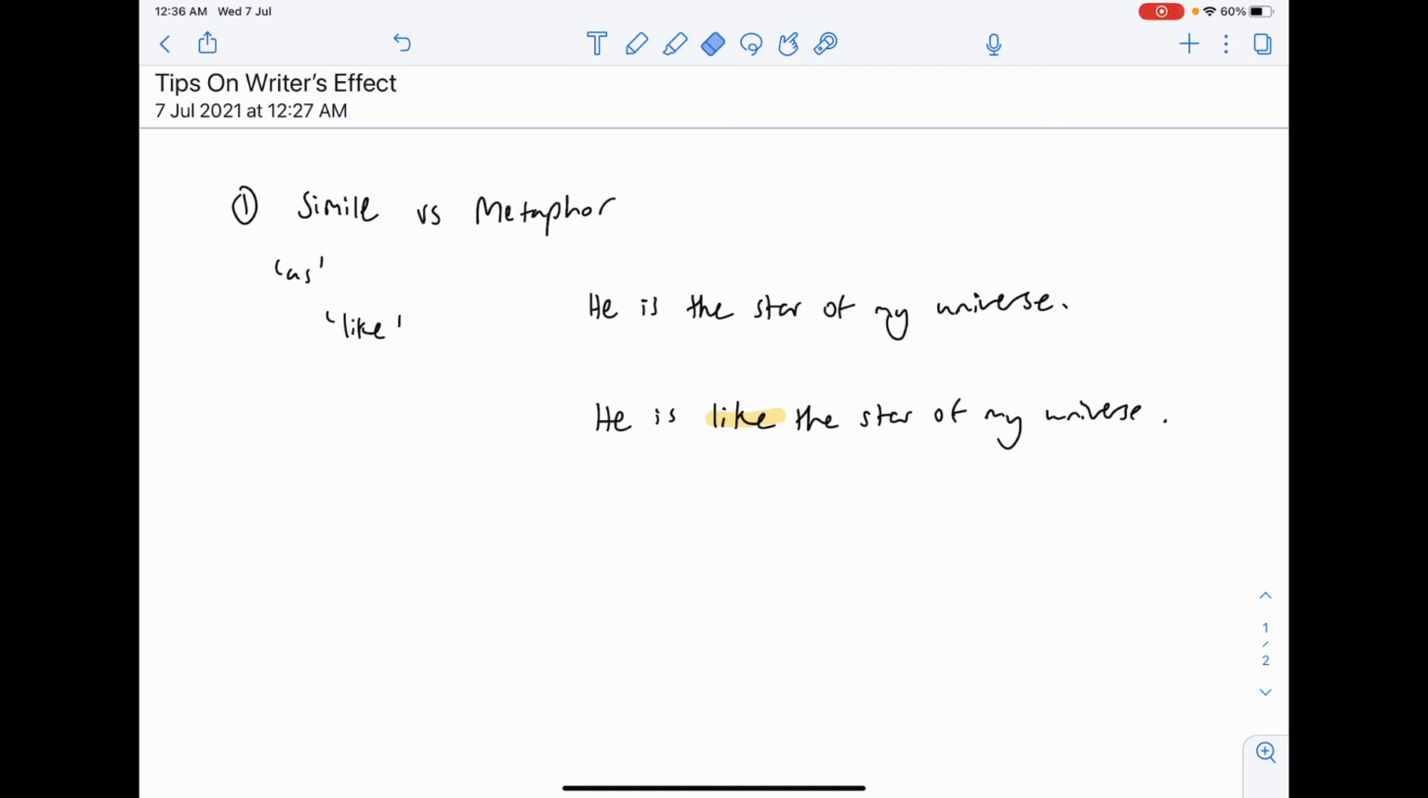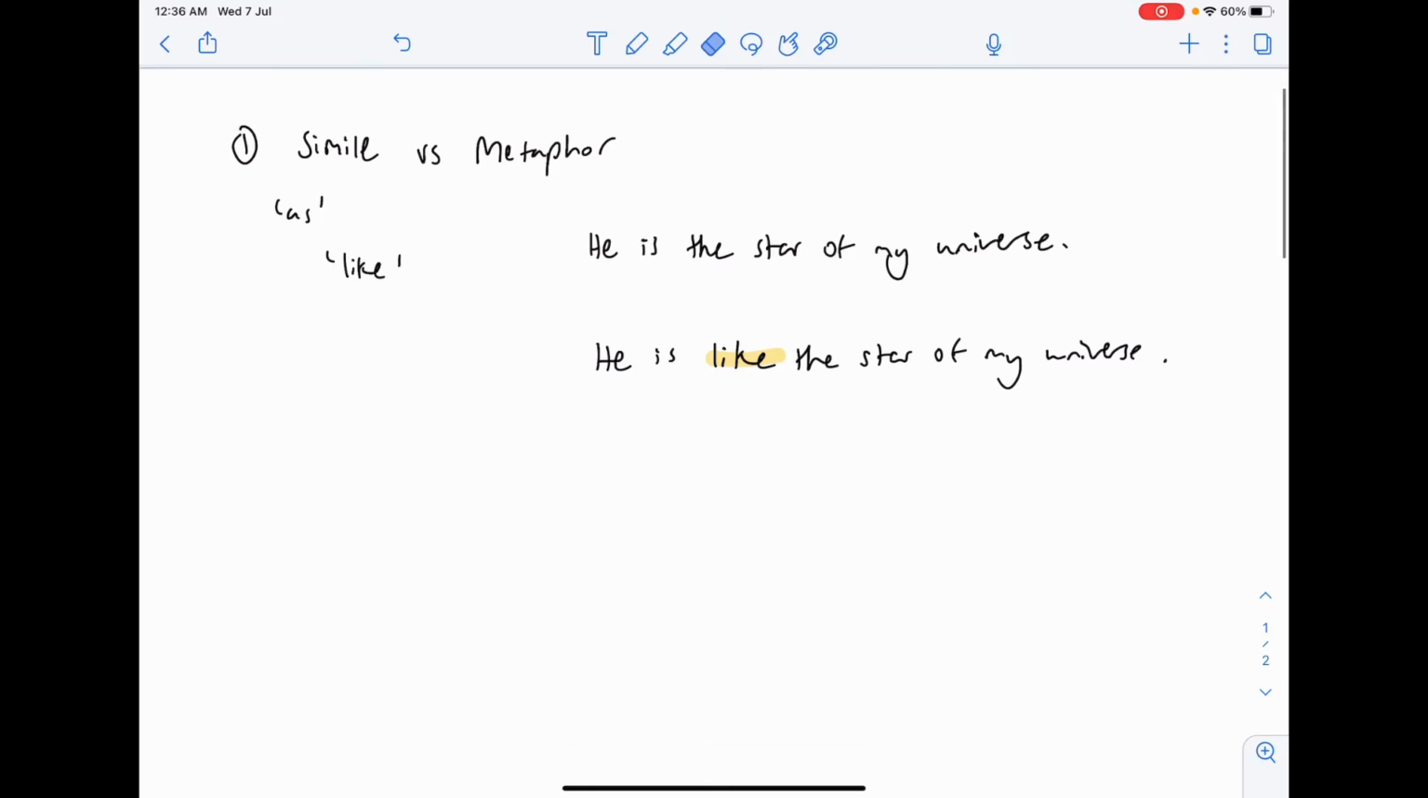Versus, he is like the star of my universe. Yeah, you believe in it. Yeah, it's something that you think, but it's not as strong. The intensity of it is just a bit lower. By adding in the word like, you remove a bit of the conviction, a bit of the belief in that sentence. It's not a big difference or a startling difference by any means, but in a turning point of the story, just this little detail can make the whole scene feel different.